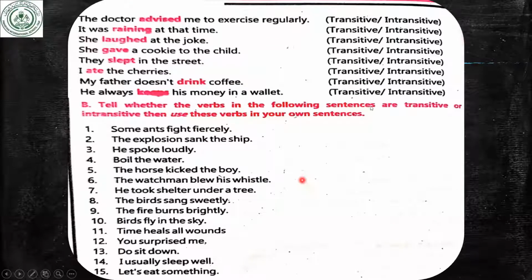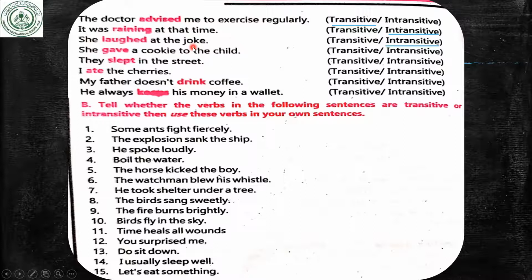Here we have the same exercise, dear students. And number three, the doctor advised me to exercise regularly. So what is advised over here? Me is also a pronoun, and exercise regularly, so this is a transitive verb. It was raining at that time. Now look, raining at that time, there is no noun or pronoun which is working as an object. So this is an intransitive verb. Number three, she laughed at the joke. This is intransitive because at the joke, you can't say that.